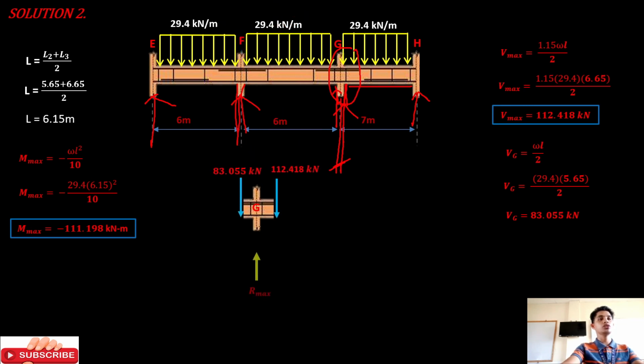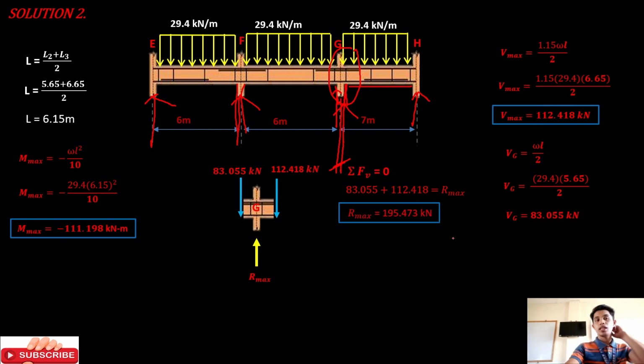Then, ito yung reactions sa G, which is yung Rmax. Summation of forces vertical. So, mataas si Rmax. So, 83.055 plus 112.418 equals to maximum reaction. So, Rmax is equals to 195.473 kN.